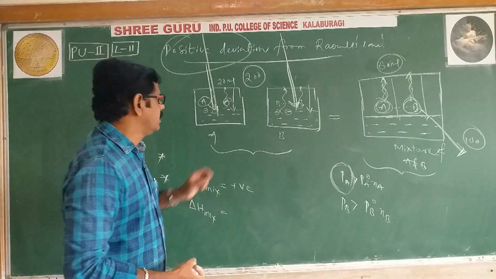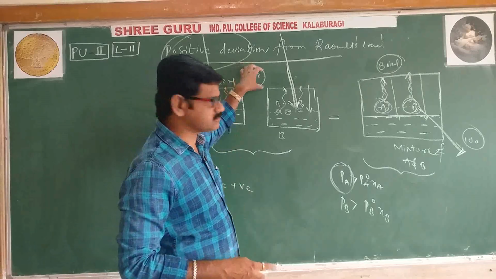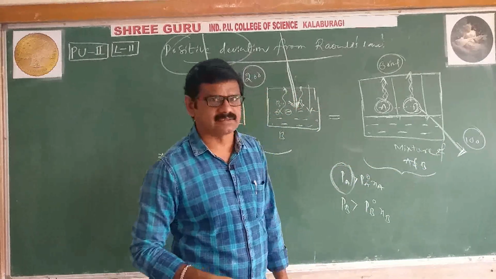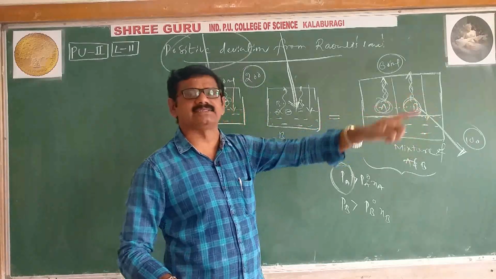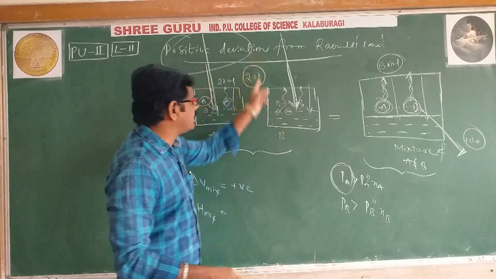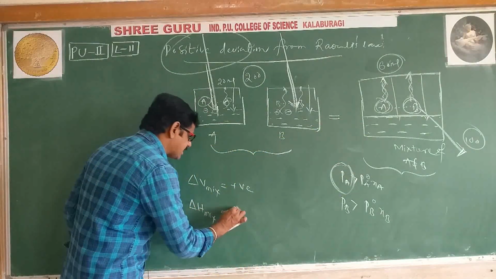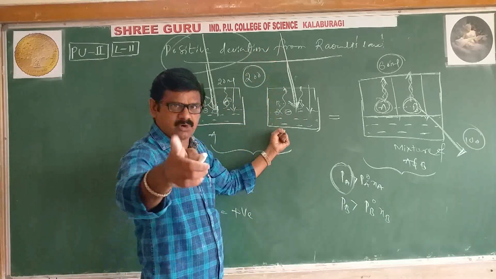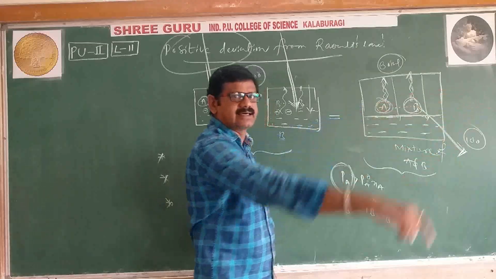Once again, for bond breaking, 200 kilojoules of energy is required. After formation of the bond, 100 kilojoules of energy is released. Here the required energy is more than the released energy. That's why delta H mixture is again positive, because the energy-taking tendency is more. Taking energy is more than releasing energy.